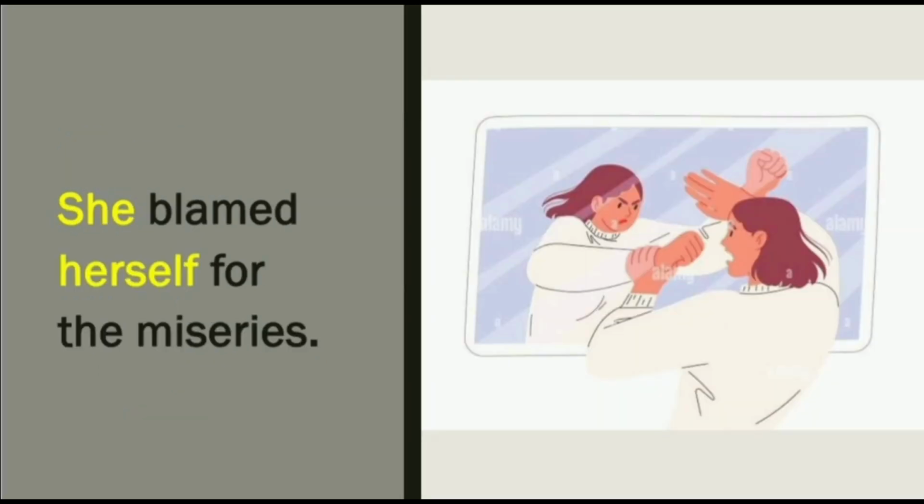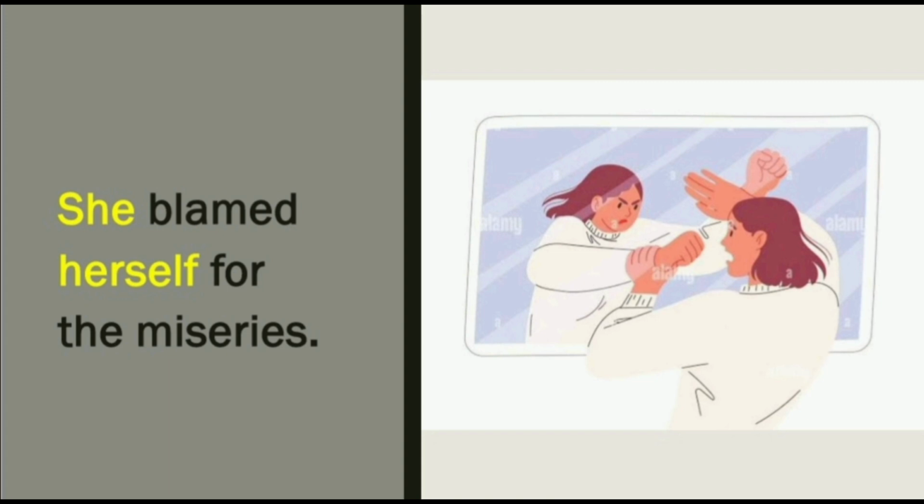Have a look at this picture here, where you see a girl who is quarreling with herself in front of the mirror. Let's read this example. She blamed herself for the miseries. So here she is the doer of the action, the subject, and the action of blaming is received by herself, that is the object. So the subject and the object refer to the same person, the girl in the picture. The same person is blaming as well as receiving the blame.